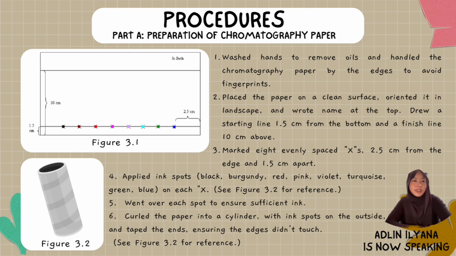Fifth step, each ink spot is checked and gone over a second time to ensure there is enough ink. The last step is the chromatography paper is carefully curled into a cylinder with the ink spots on the outside. The ends are taped together, making sure that the edges don't touch each other. If the edges touch, the element may move diagonally, causing the spots to merge or not form distinct lines.